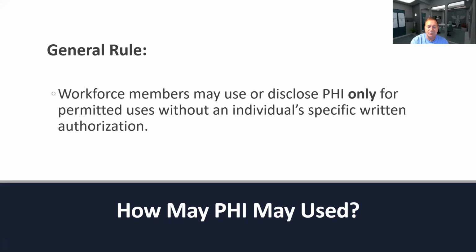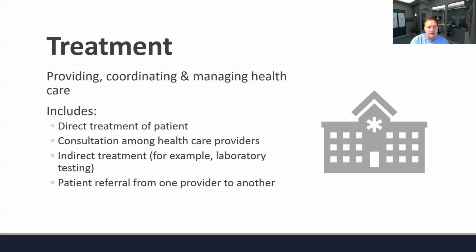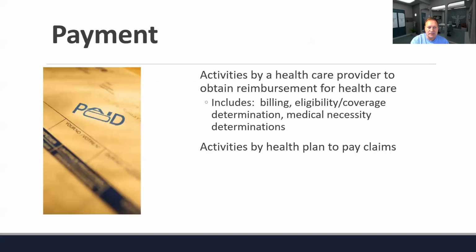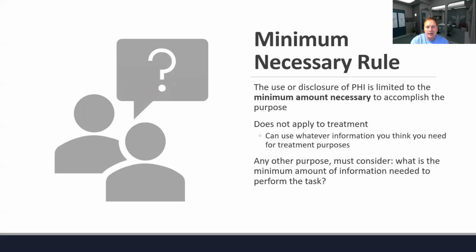Again, you have to have someone's authorization to share PHI. Treatment, payment, and healthcare operations, TPO, is a good way to think about permitted uses. One other thing, the public policy exceptions do include public health and law enforcement, but again, only to the extent that's necessary. It is important for treatment, payment, and healthcare operations, again, the TPO standard.